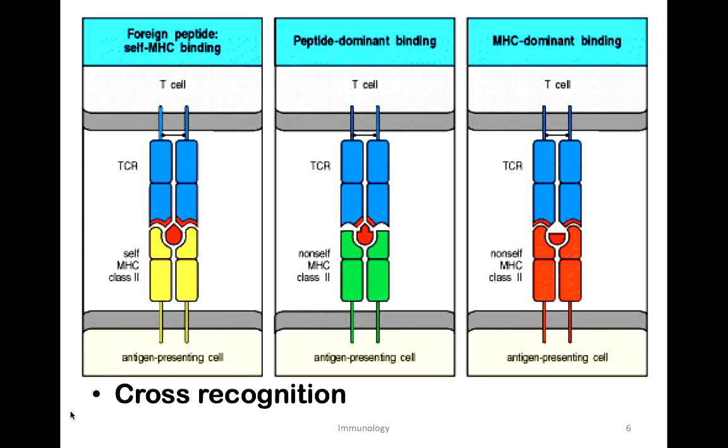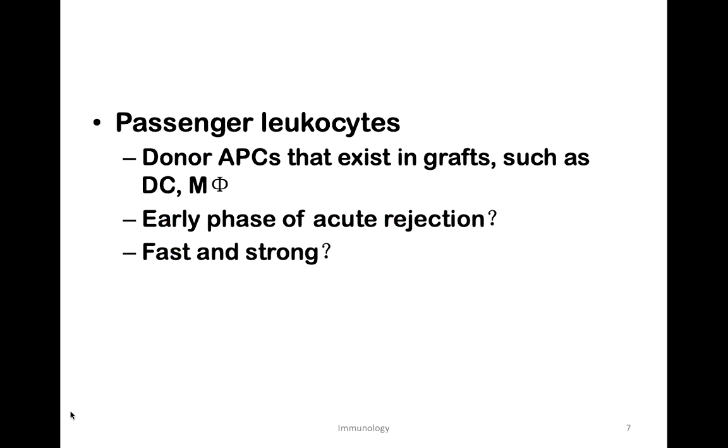Then you have peptide dominant binding, where you have the peptide and a non-self MHC II molecule from the donor that can be recognized. Then MHC dominant binding means MHC molecules can bind to the T cell receptor. If you see, the T cell receptor here is from the recipient, whereas the antigen presenting cell and the MHC molecule are from the donor. That is what is meant by these types of recognition. These are the different types of recognition that can occur and cause the rejection of a graft.